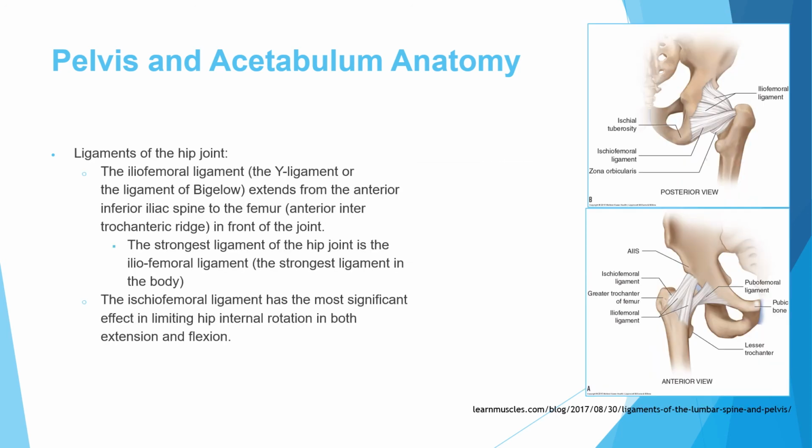Now let's discuss ligaments of the hip joint. There are three main ligaments: the iliofemoral from the ilium to the femur, the pubofemoral from the pubis to the femur, and the ischiofemoral from the ischium to the femur.